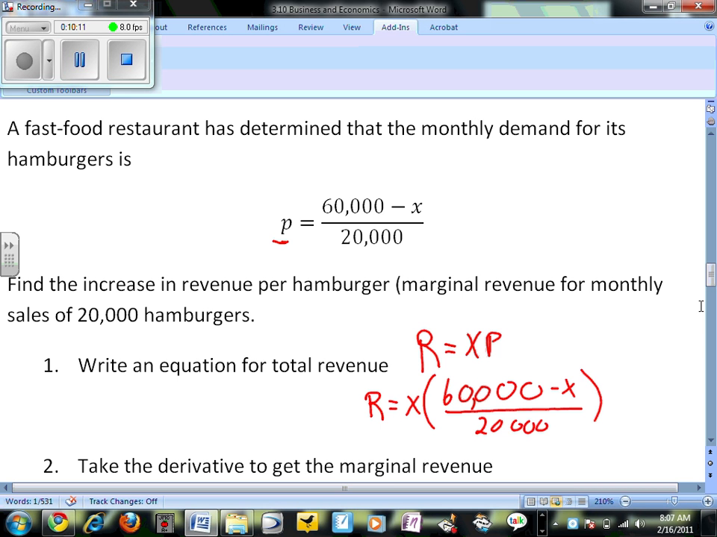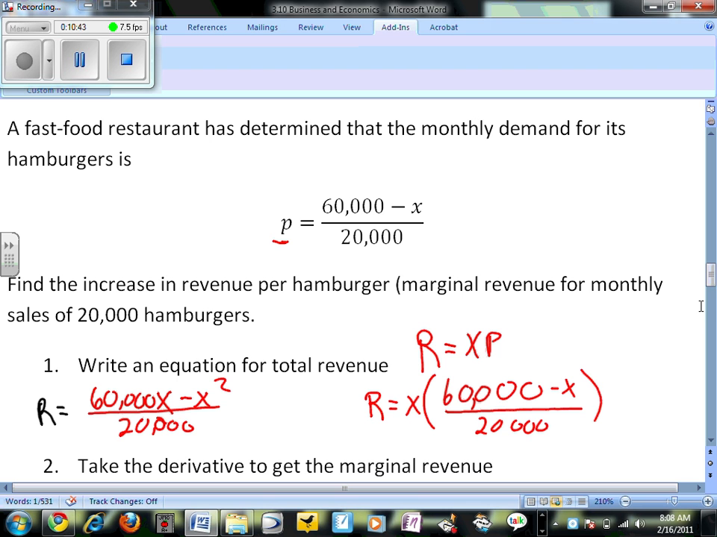All right, and I can distribute through, and I can probably pull our constant out to get our x's by themselves. So we have 60,000 x minus x squared, all over 20,000. Sorry, my smartboard's not working very well. It's not writing when I want it to. So so far, here's our revenue function.